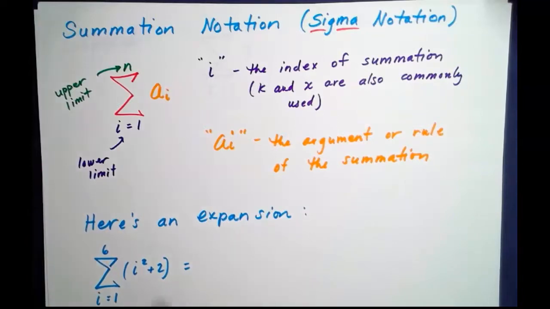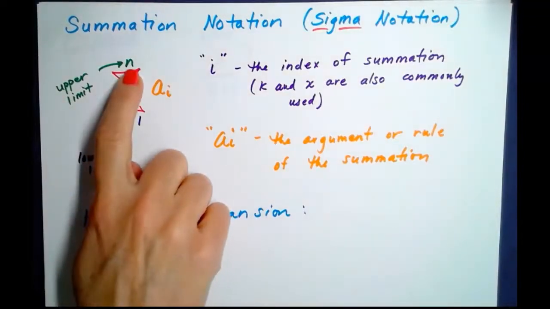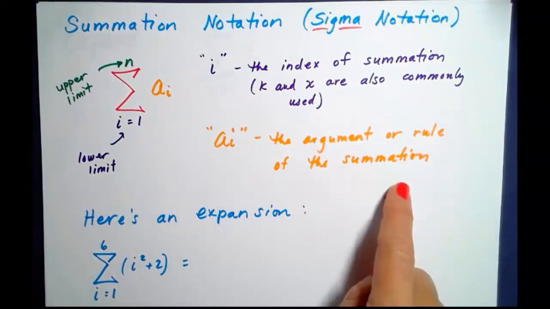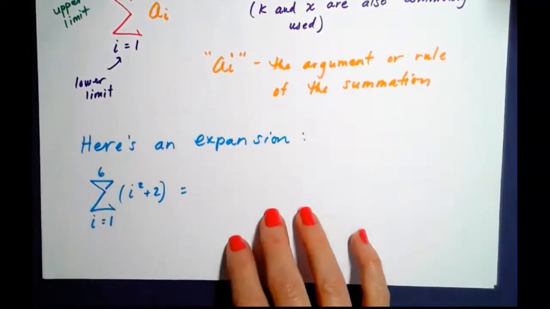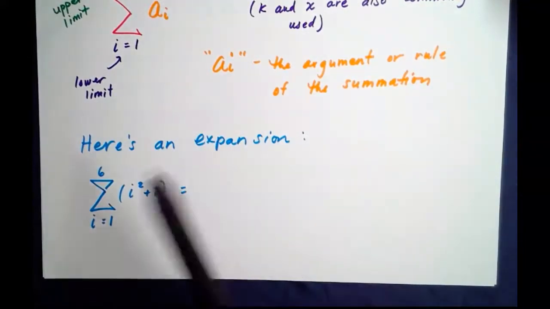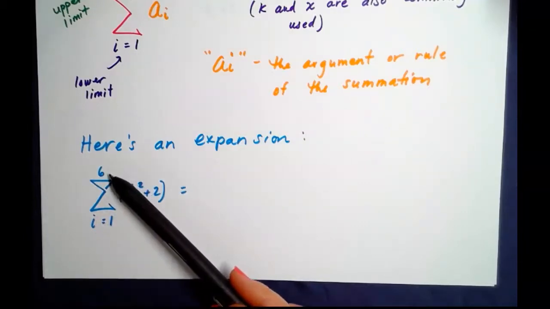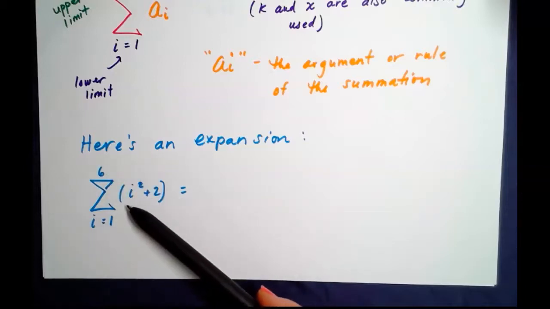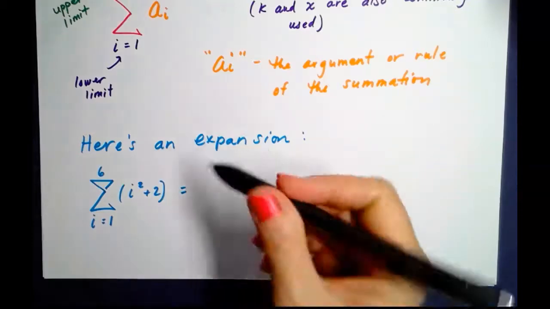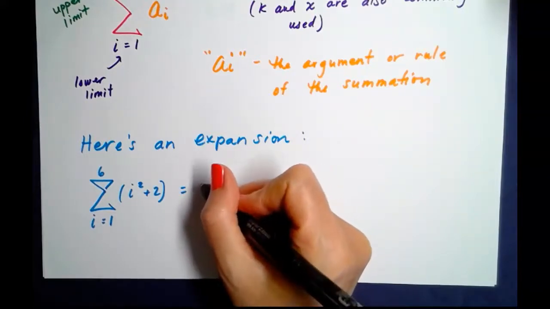So here's what we've got. Lower limit, i equals 1. Upper limit, n. a sub i is the argument or rule of the summation. So let's do an expansion together on the bottom here. We've got a sigma notation with a lower limit of 1, an upper limit of 6, and our rule is square it, add 2, and then add that particular simplification to the next.